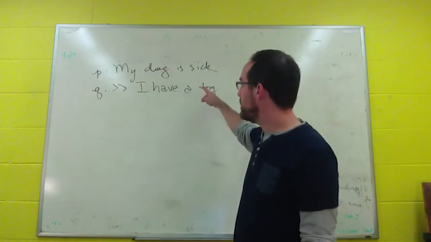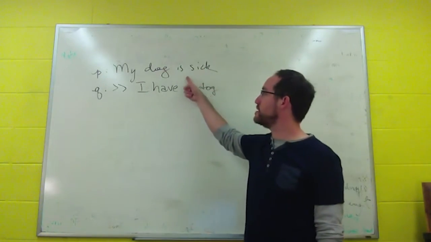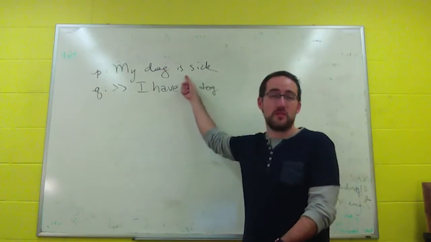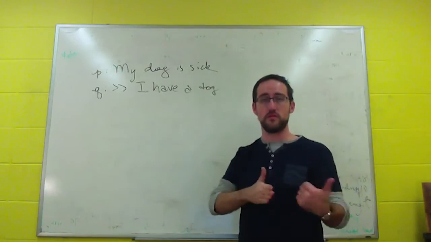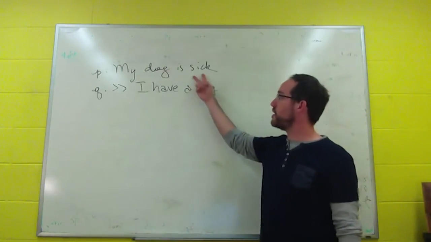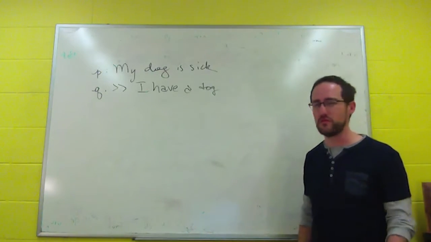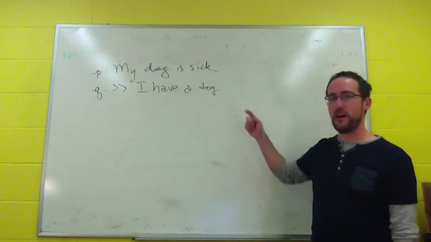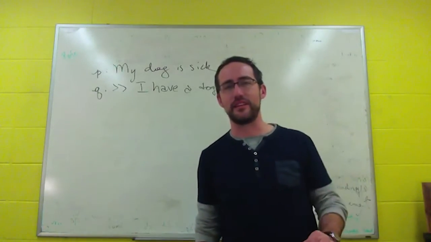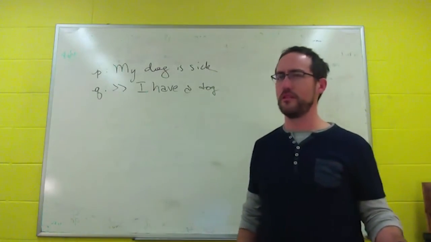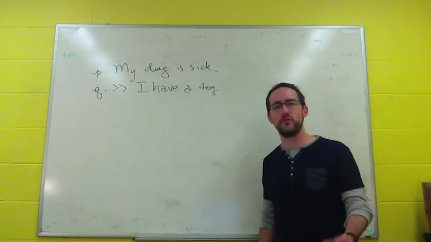However, in this case, this sentence is not true. And if it's not true, it's false. It's either true or it's false. Well, if it's false, then my dog is not sick is true. But that's not true, right? If I don't have a dog, then my dog is not sick is also not true. It's not false, but it isn't true.